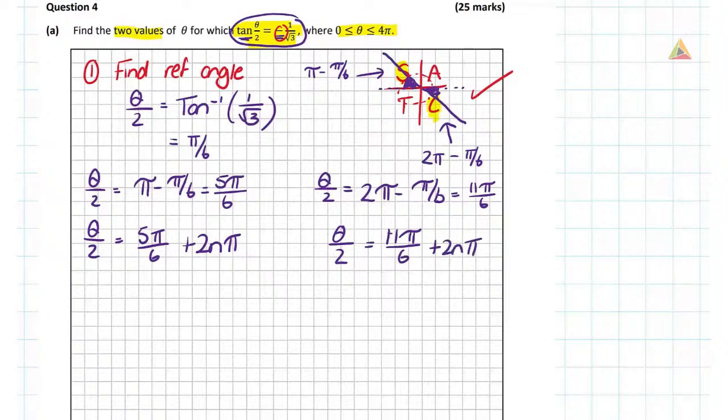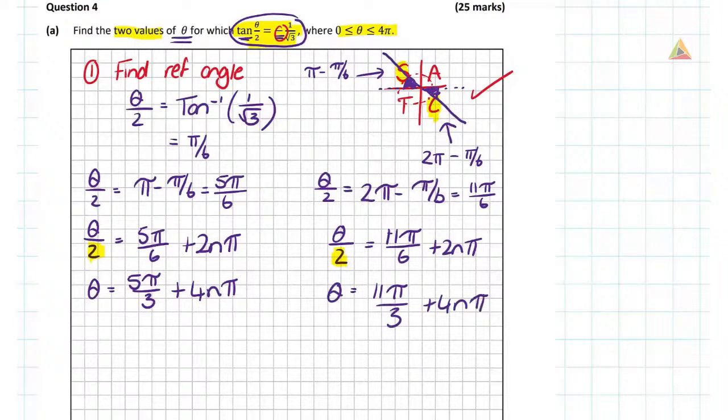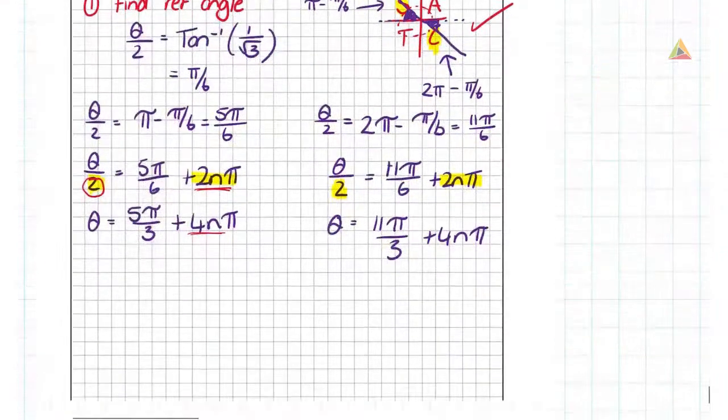So 2n pi. And then the second last thing we do is, because there's a 2 here, dividing, we multiply across by 2 because it's theta that we're looking for, values of theta. So that is going to give me, theta is 5 pi over 3 plus 4n pi, and theta is 11 pi over 3 plus 4n pi. So the reason I added this 2n pi in here is because when we're getting rid of this 2 here, we also have to multiply this part, the 2n pi, by 2 as well, okay?